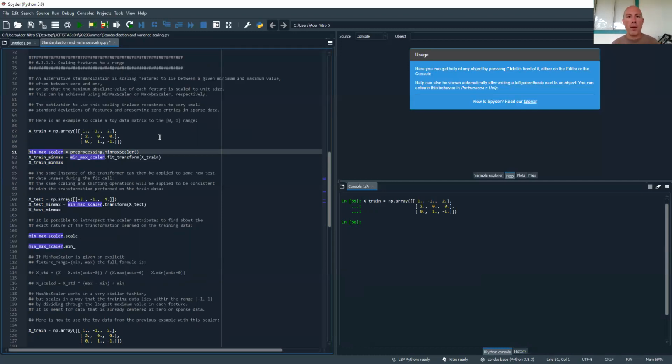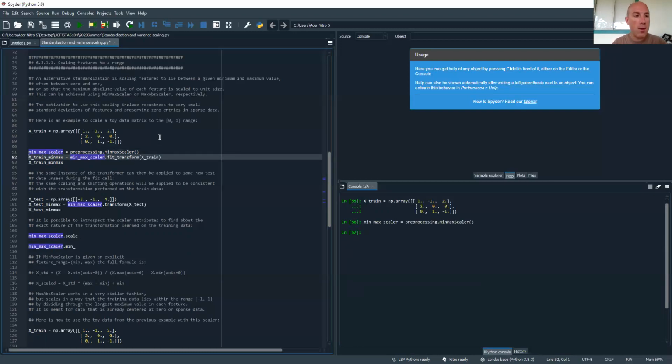Now, if you're working in data science, you're going to have to build custom functions, but if you don't need to reinvent the wheel, don't. Use what other people are doing if it suits your purpose. So I'm going to take the pre-processing min-max scalar. This function is going to set it up so the minimum is 0 and the maximum is 1 for all of the different values.